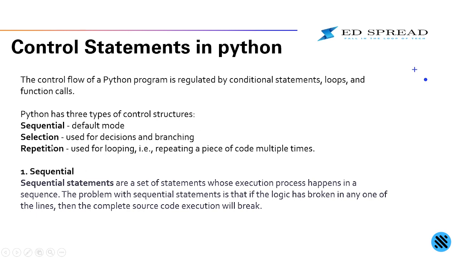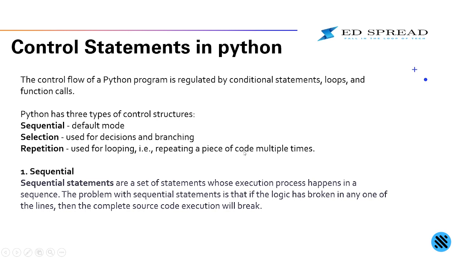If you put any controls, that is any conditions like selection or repetition, selection is used for decisions and branching, and repetition, which is nothing but iteration, is used for looping. Looping is nothing but repeating some set of statements. We'll be seeing all these things.